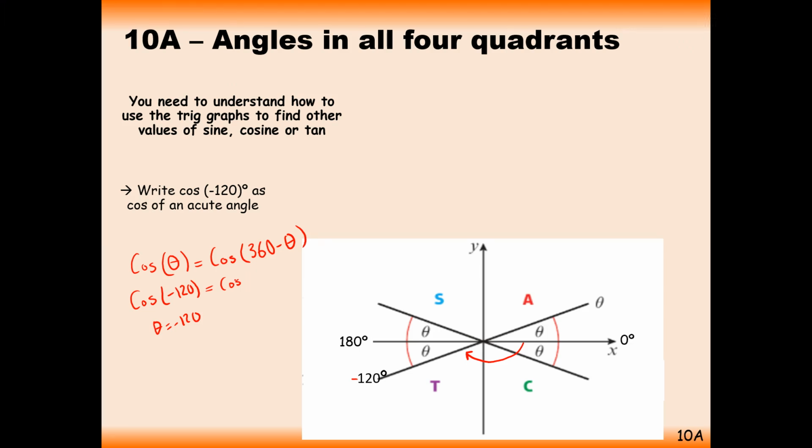Okay, that goes beyond the range. That's not the acute angle, but we know that. What we're saying is that the adjacent side of this triangle has to have a negative sign in front of it.